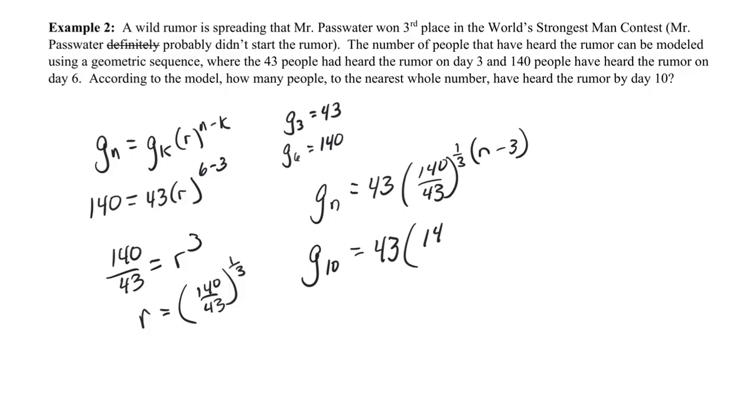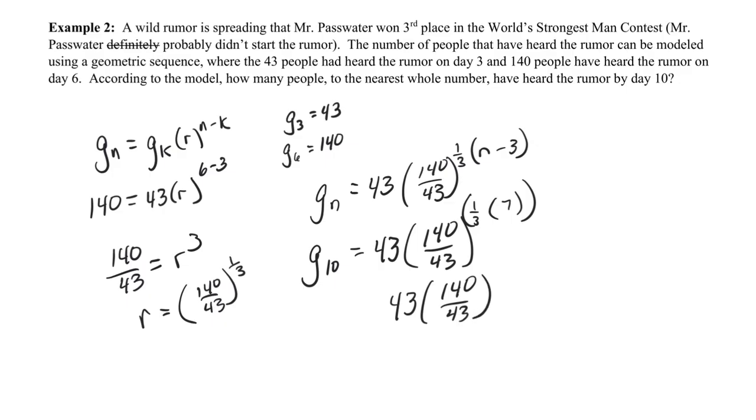We're going to leave the 140 over 43. And I'm going to go ahead and put 1/3. I'm going to do this in my head because I'm going to put a 10 up there where the n goes. Hopefully you can do 10 minus 3 in your head. And when you put it into your calculator, make sure that you put that whole numerator in parentheses. Or you could do a little bit more math in your head and do 43 times 140 over 43 raised to the 7/3, right? And I definitely need my calculator for this, so let me grab it real quick.